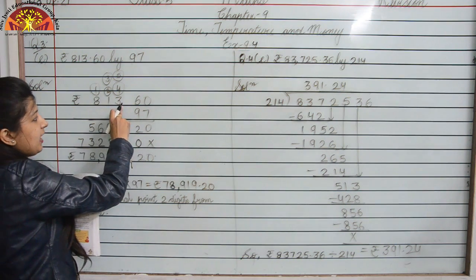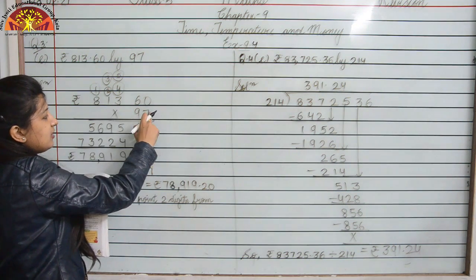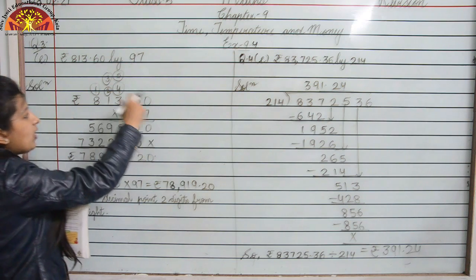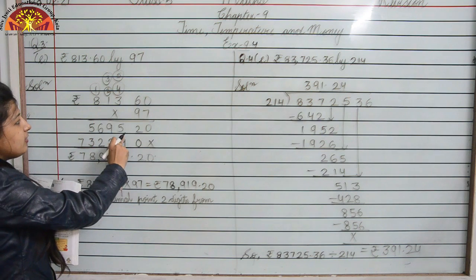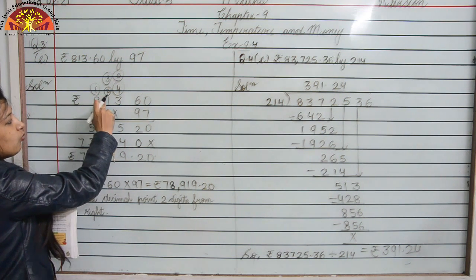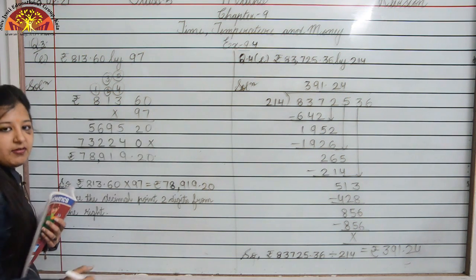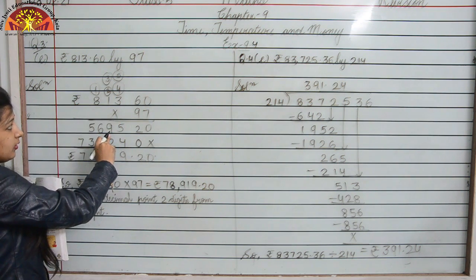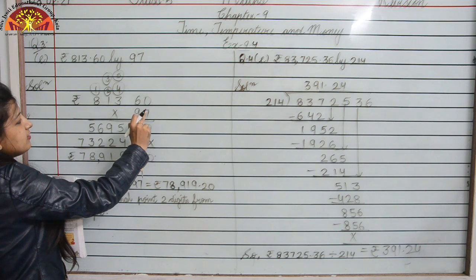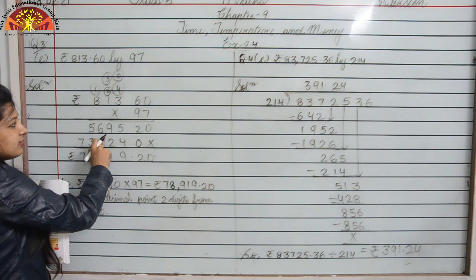Now we will multiply 3 by 7. So 3 by 7 equals 21 and 21 plus 4 equals 25. So we will put 5 here and 2 carry over. Now 1 multiplied by 7 equals 7 and 7 plus 2 equals 9. Now 8 multiplied by 7 equals 56.